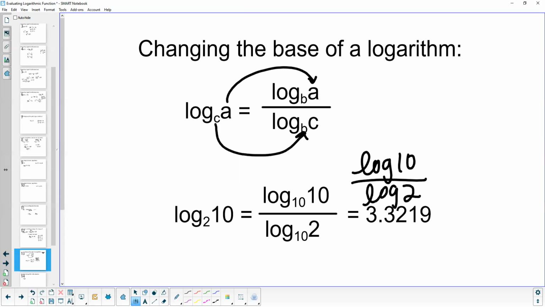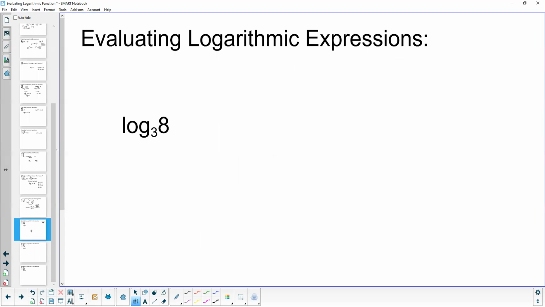And so we can see how that gave us that solution there, where we were right between 3 and 4, which is what we were looking for. So we can always change that base, and then we can use our calculator. So that's our third option, is doing that change of base. So let's look at a couple of examples where we do that.